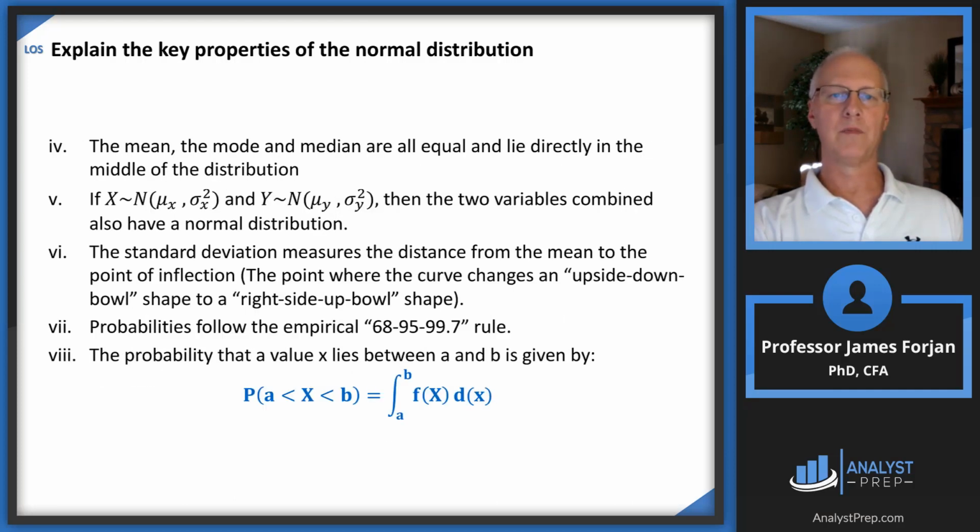More key properties: the mean, the mode, and the median are all the same number, and they lie directly in the middle. If x and y are normal distributions and you combine those two variables, then the resulting distribution will also be normal. Standard deviation, since it's at the same base level as the mean, can be added and subtracted. Probabilities follow that empirical rule, the 68, 95, and 99 rule. And there's the formula for the probability that a value lies between A and B.